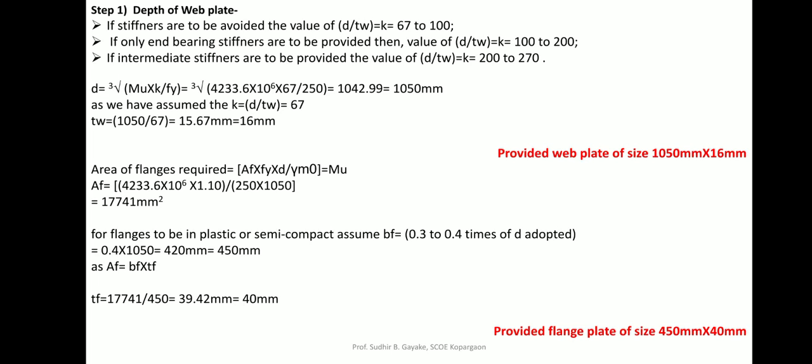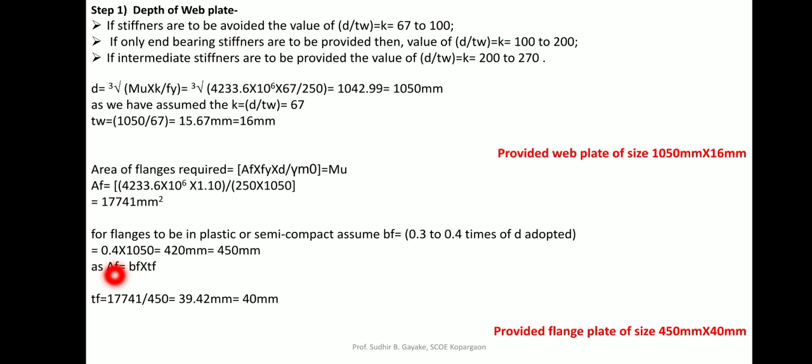Now importantly, for the flange to be plastic or semi-compact, the width is approximately decided as 0.3 to 0.4 times the depth adopted. If you adopt the width of flange between 0.3 to 0.4 times the depth, the cross section is going to be in plastic classification, and that is important for our design. So we'll adopt the width of flange as 0.4 times the depth. So 0.4 times your adopted depth value, we are getting 420, and I have round figured that value to 450 mm.